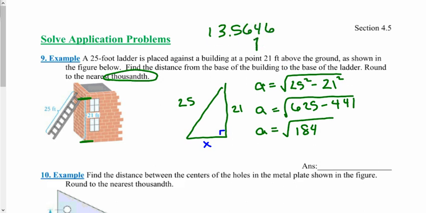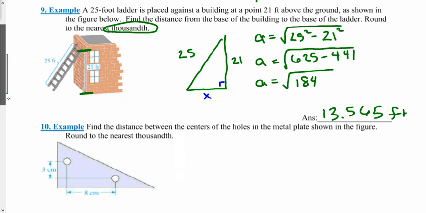It says to the nearest thousandth. That means this one. So I've got to look at this one here and decide. That one's larger, so it means I'm going to round up. If I round this to the nearest thousandth, it will be 13.565 feet. Because we had to round that up.